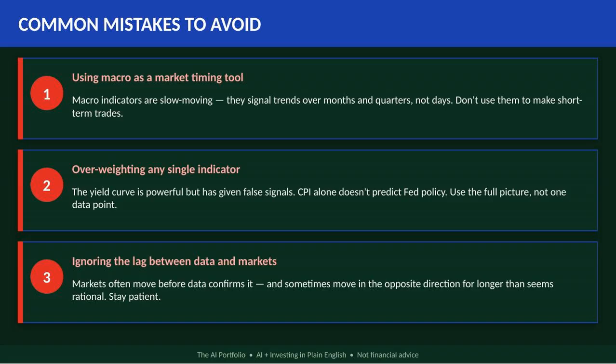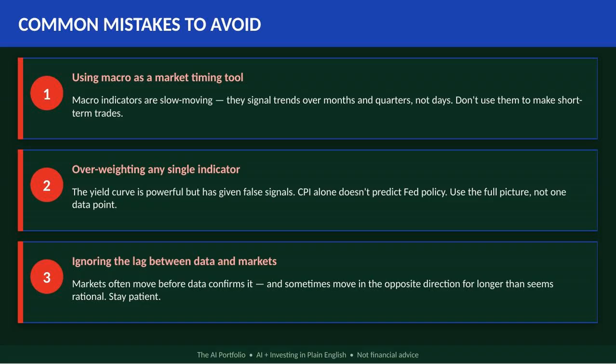3 mistakes to avoid. First, treating macro analysis as a market timing tool. Macro indicators are slow moving. They tell you about trends over months and quarters, not days. Don't use them to make short-term trades.